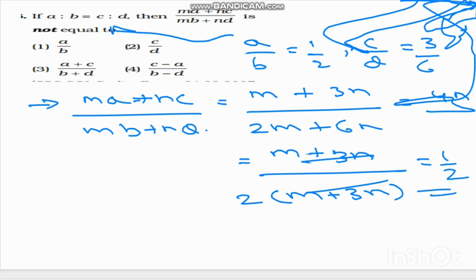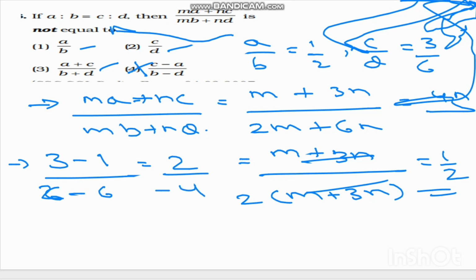So A by B is equal, C by D is equal, and A plus C by B plus D is equal. But here C minus A and D minus C are not equal, because let us do the answer. 3 minus 1 by B minus D, 2 minus 6, equal to 2 by minus 4, equal to minus 1 by 2. So for all the other options we got the answer 1 by 2, and here we got a negative value. So option D is the right answer because in the question they asked for not equal to.